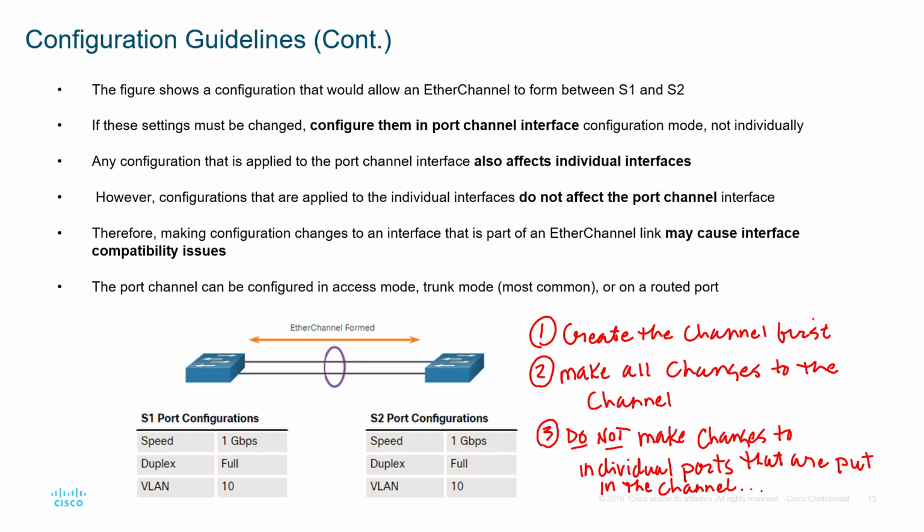So if I continue to make configuration changes to an interface that is part of an EtherChannel, it's going to cause problems with compatibility issues. Everything in the channel, or all the interfaces in that channel, must have the same compatibility. The port channel can be configured in access mode, trunk mode, which is most common, or in a routed port mode. So in this example between switch 1 and switch 2, you see that both switches have the same port configurations, and therefore an EtherChannel can be formed.